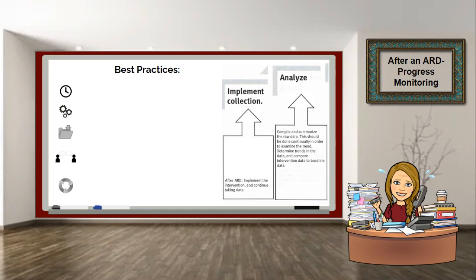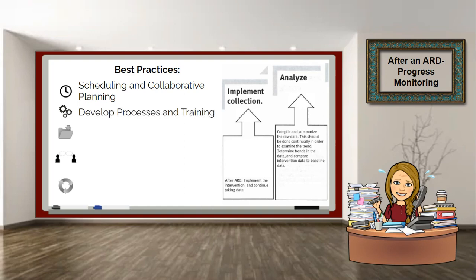In order to implement the collection of data to monitor the IEP goals and objectives, you should create specific schedules and plan collaboratively as best you can. You will need to train whomever will be collecting the data and create a system of collection and collaboration. There are a variety of resources that can be found to assist you in this process on our SPED instruction website under the Data Collection and Progress Monitoring tab.